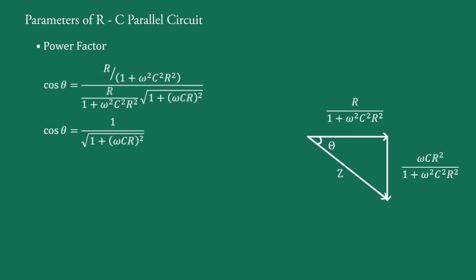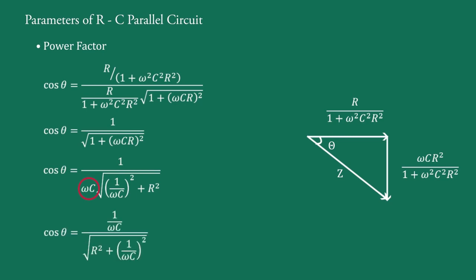Taking omega C common from denominator, we get cos theta equal to 1 upon omega C into square root of 1 upon omega C square plus R square. Transferring this omega C to the numerator, we rewrite this equation as cos theta equal to 1 upon omega C upon under root R square plus 1 upon omega C square. This is the power factor for parallel RC circuit.